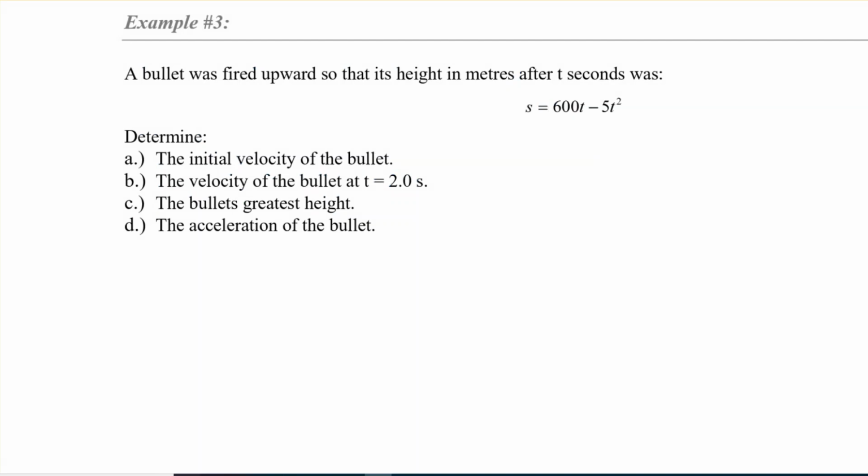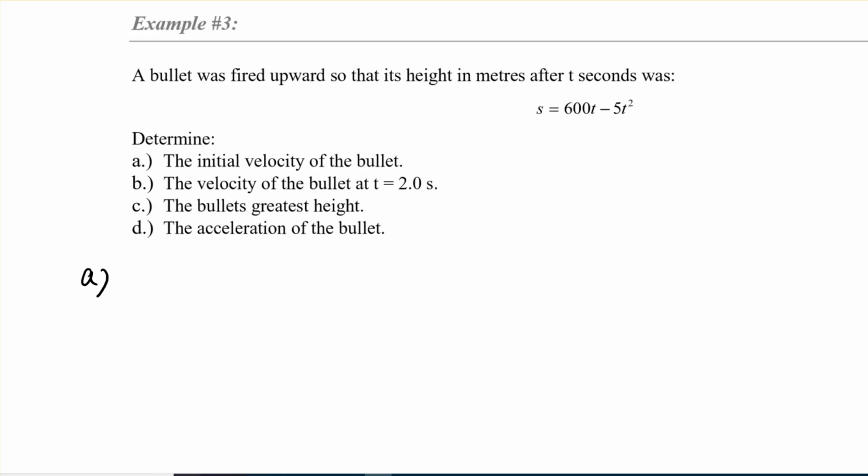Let's do another motion problem for practice. Take a moment and read this problem, and you can even try it on your own. So a bullet is fired in an upward direction and its height after t seconds is given by this function. So basically we are given the distance function. We need to find the initial velocity of the bullet.